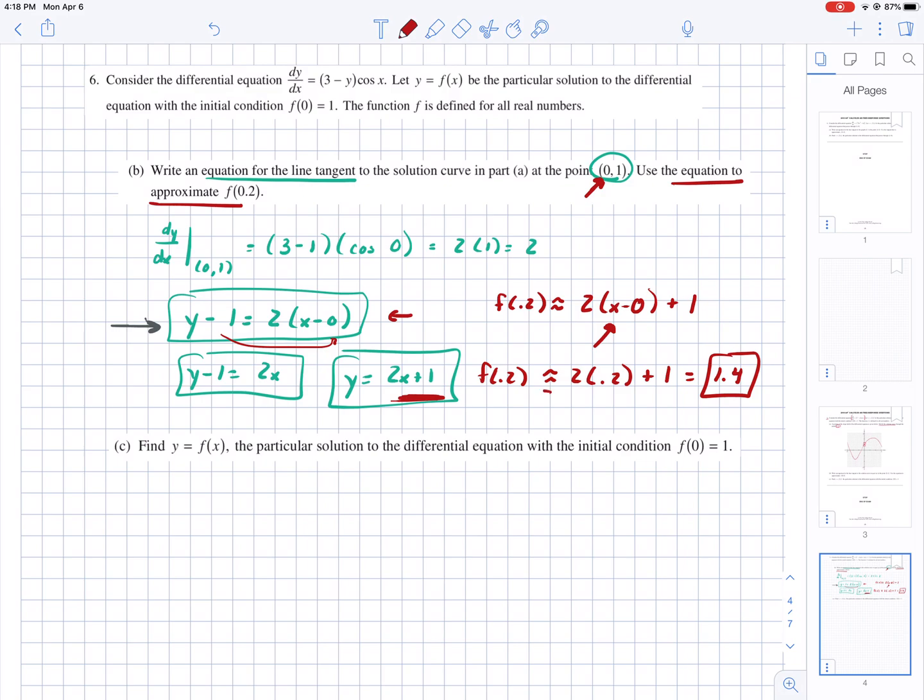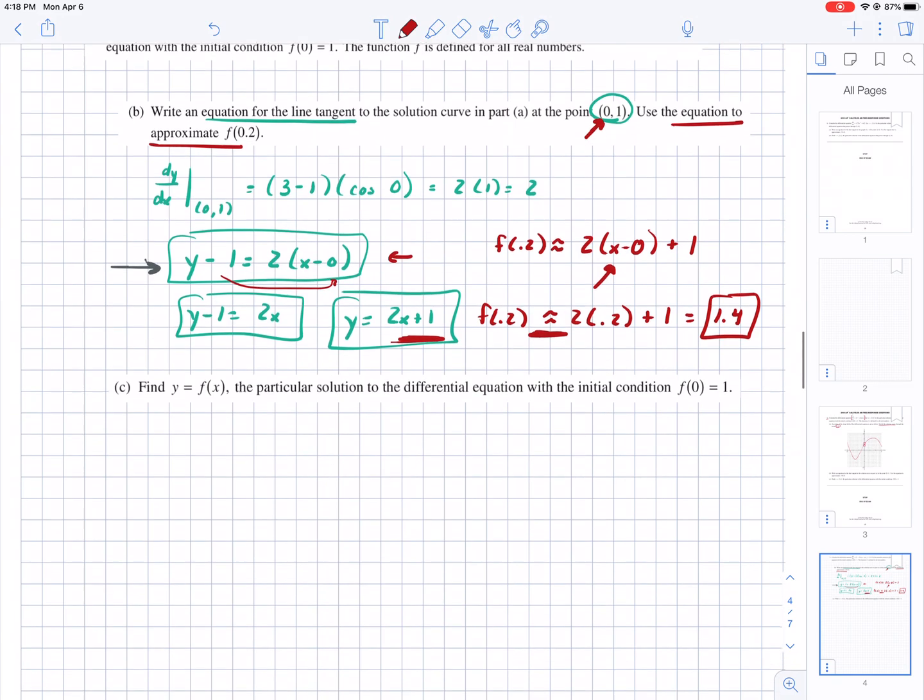Again, the approximation sign matters because you're communicating to your reader or to your grader that you know that this is not an exact value for the function. If you want an exact value for the function, you're going to have to find what the original f of x was.